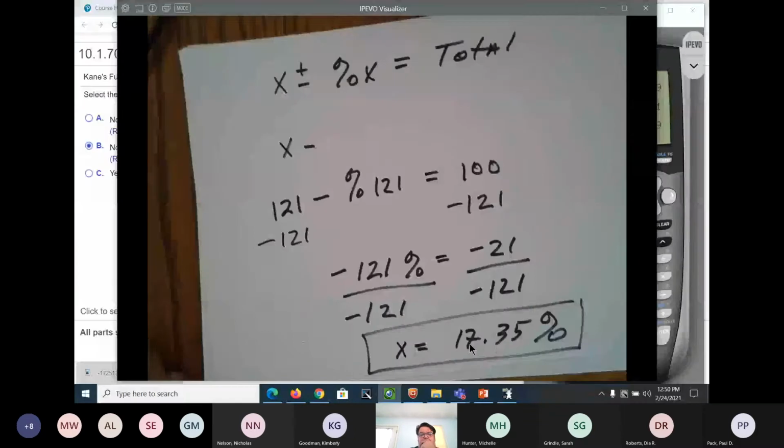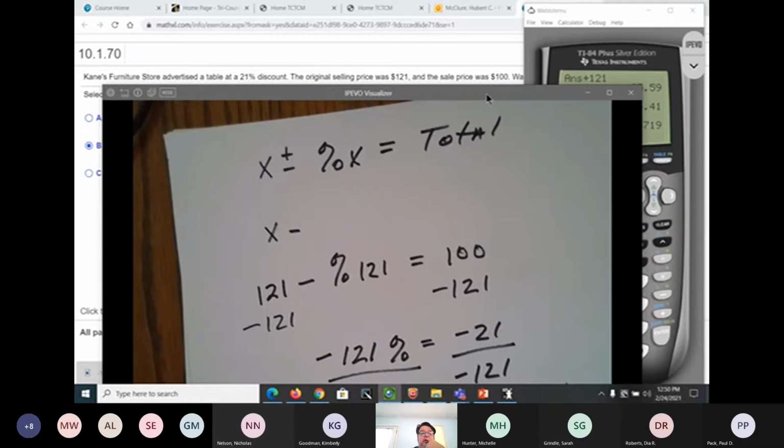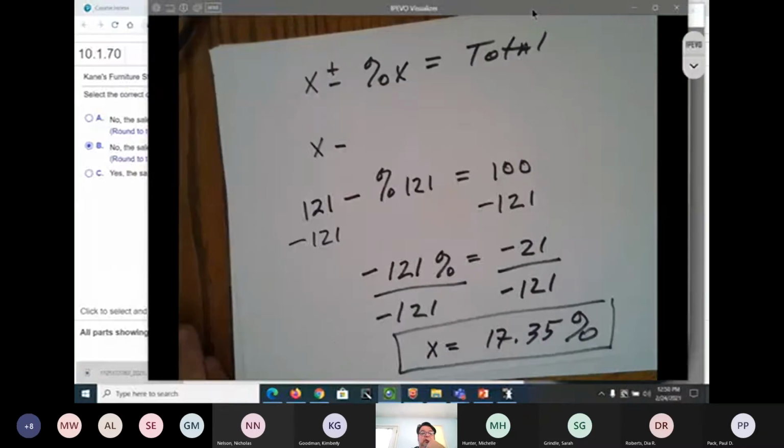Okay, what I just found is the percent that they actually took off. They took off 17.35%, instead of the 21%, the 21% that was used in the equation.